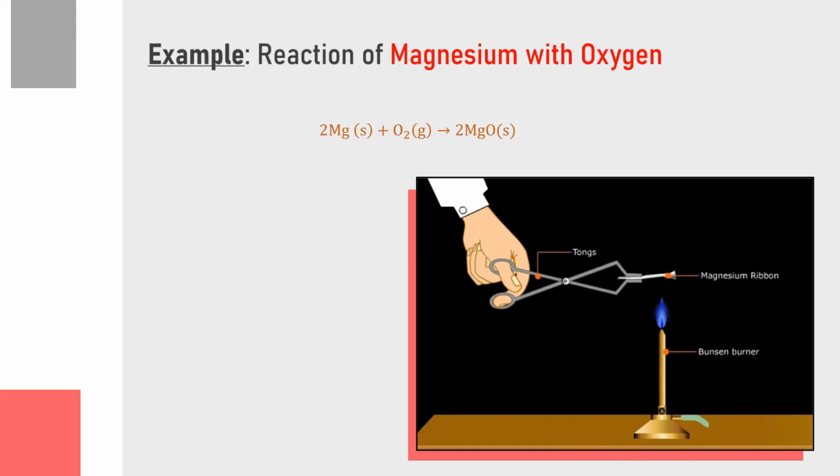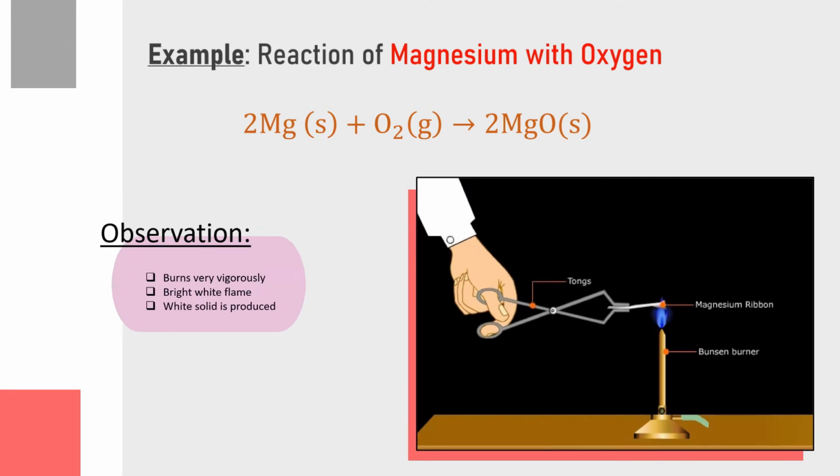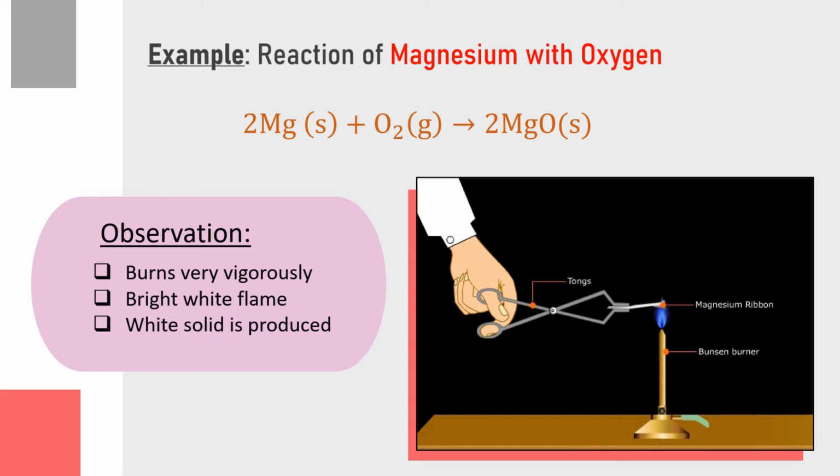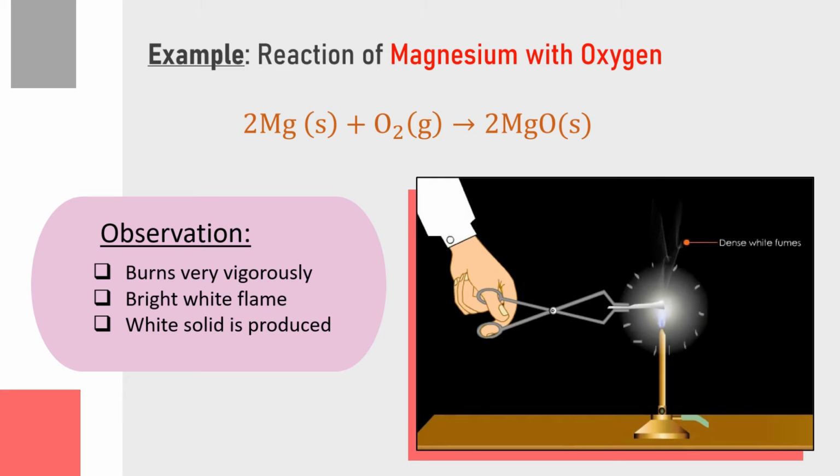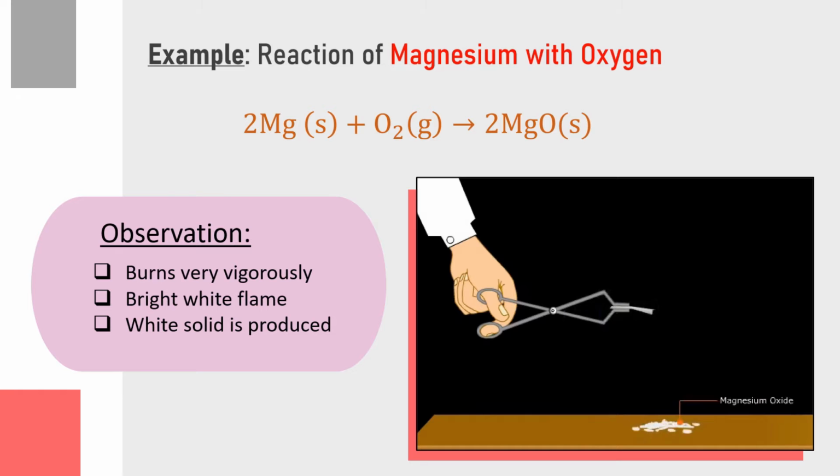Example: reaction of magnesium with oxygen. Magnesium reacts with oxygen to form magnesium oxide. Here is a short video clip for this reaction. From this video, we can observe that magnesium burns very vigorously and a bright white flame is formed. Also, a white solid, which is magnesium oxide, is formed.